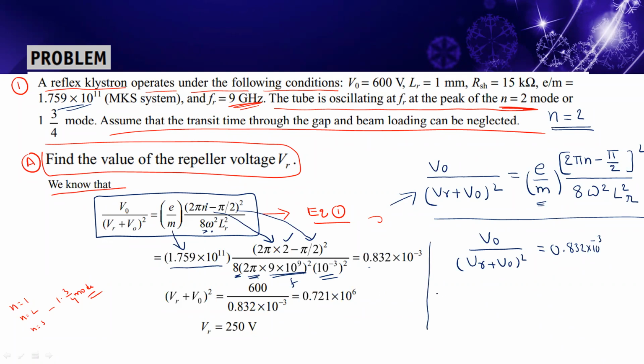So from this one, VR plus V naught square. So what is the V naught? 600 divided by this value. So we will get 0.10 power 6. So from this, they already mentioned V naught. So we'll get VR square.